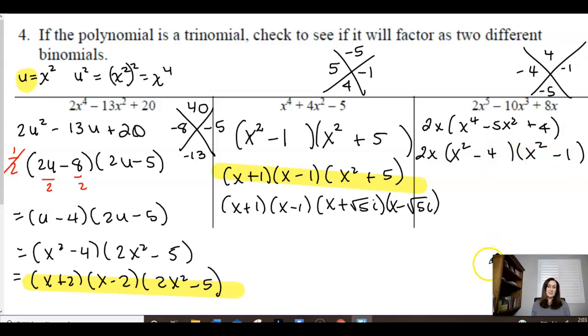Both of these are difference of squares. Ooh, I hope I have room. It's hard to write small with this pen. All right, let me try. So I'm going to come down here. So I have GCF of 2x and then x plus 2, x subtract 2, x plus 1, x subtract 1.